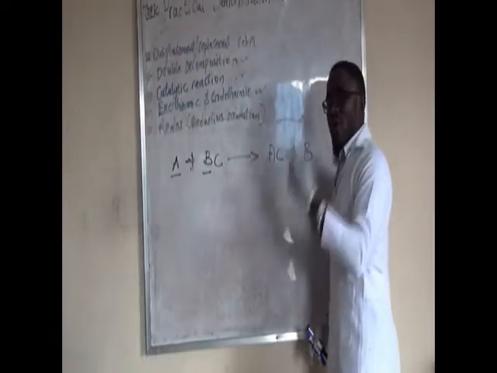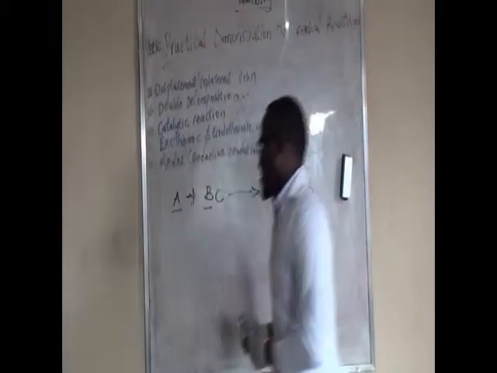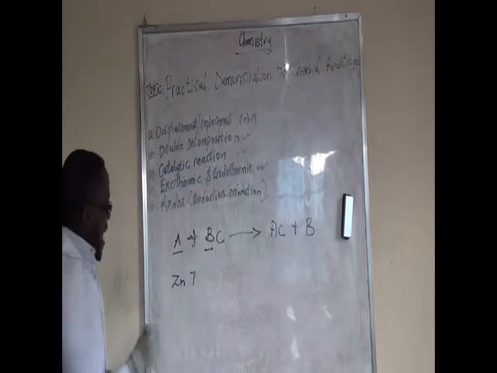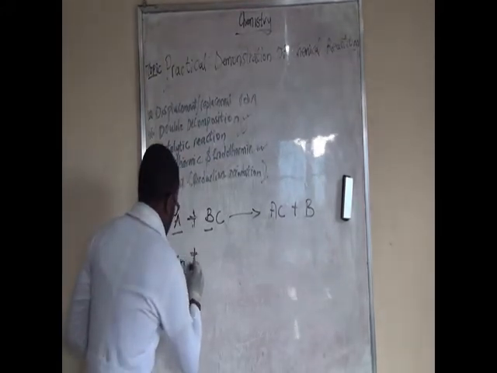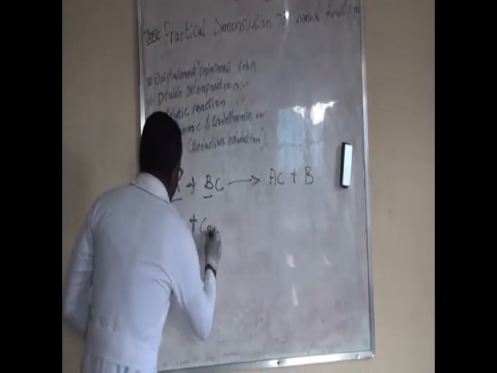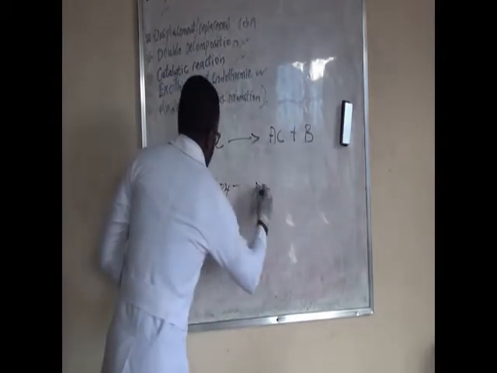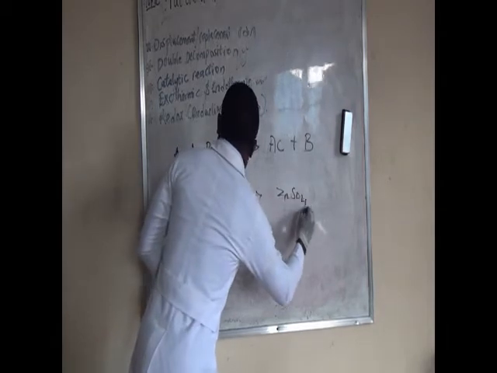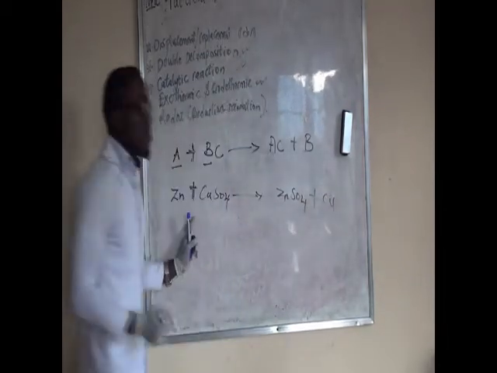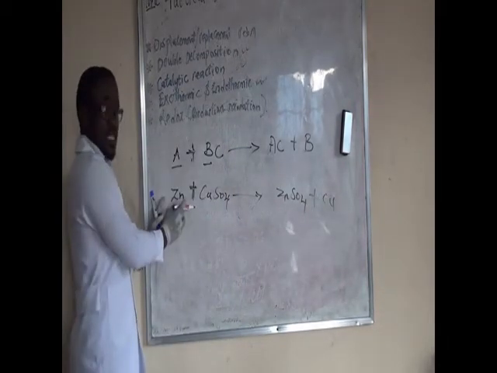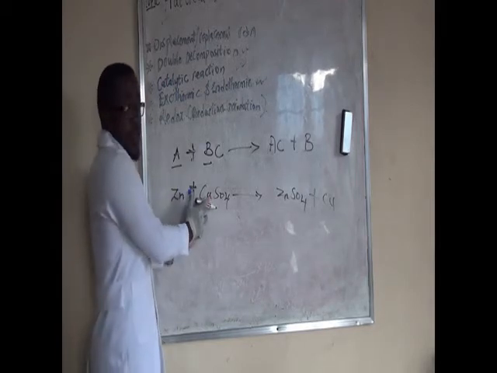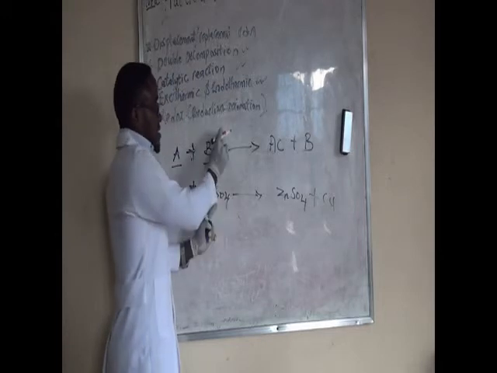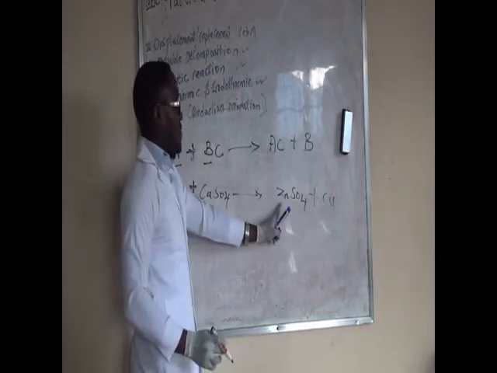Now, I want to look at a typical example. Let's say zinc displaces copper sulfate to give zinc sulfate plus copper. This is what I was looking at. A stands for zinc, while Cu, which is copper, stands for B, and then the sulfate is C. Then we have zinc sulfate and copper.